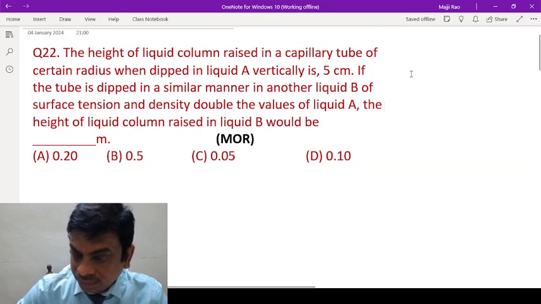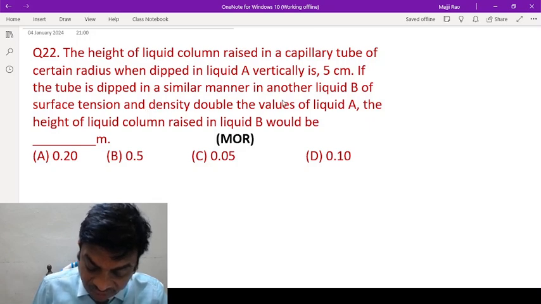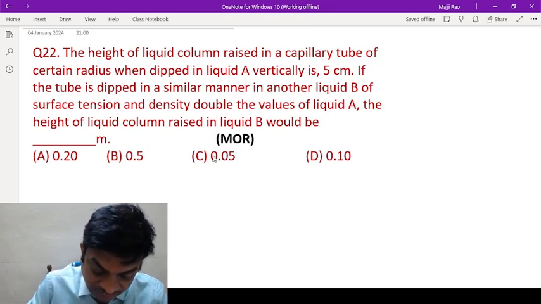So you can see the height of liquid column raised in a capillary tube of certain radius when dipped in liquid A vertically is 5 cm. If the tube is dipped in a similar manner in another liquid B of surface tension and density double the values of liquid A, the height of liquid column raised in liquid B would be.